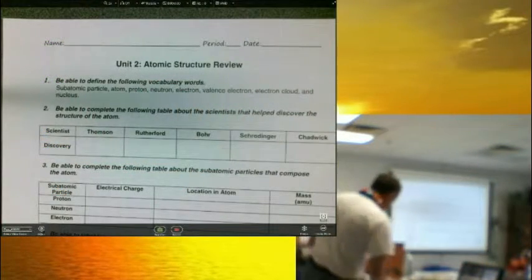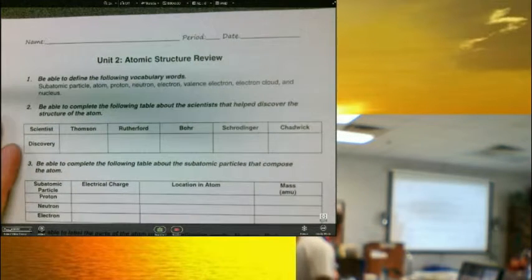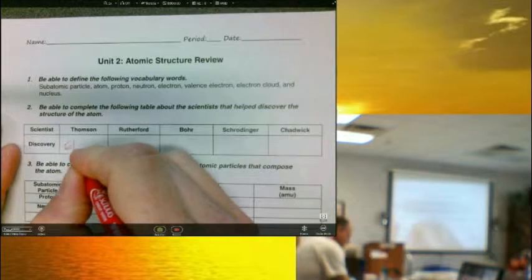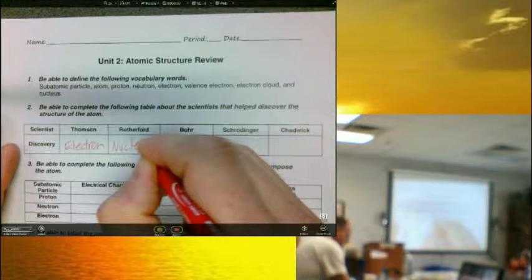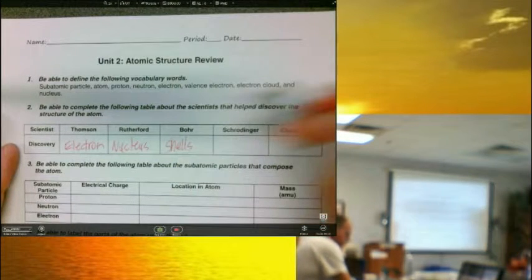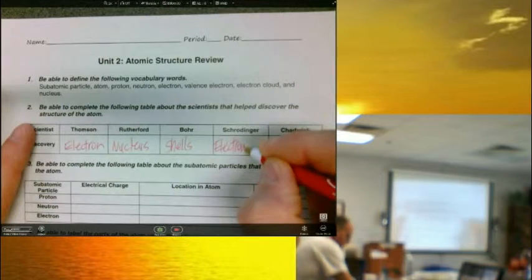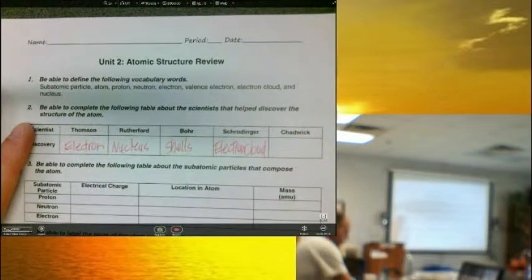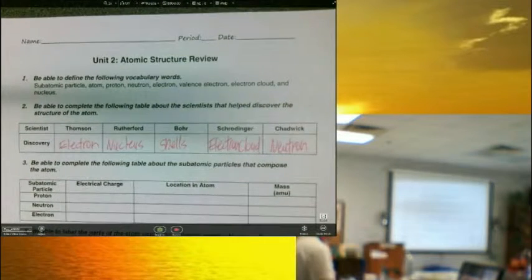Okay, let's go over our review. Number 1, make sure you know those vocabulary words, those words you just had a quiz over. Number 2, you need to know the scientists and what they discovered. Thomson discovered the electron. Rutherford discovered the nucleus. And Bohr discovered the shells. Schrödinger discovered the electron cloud. And Chadwick discovered the neutron. Please make corrections as we go along.